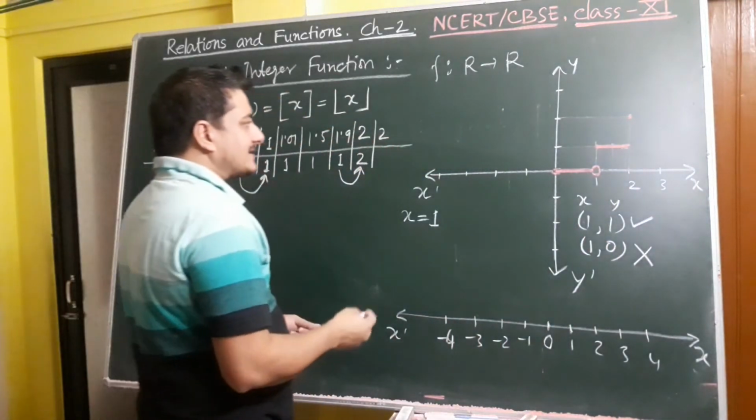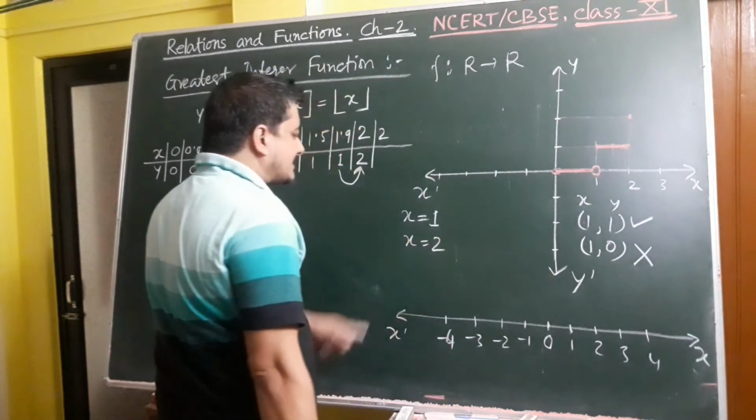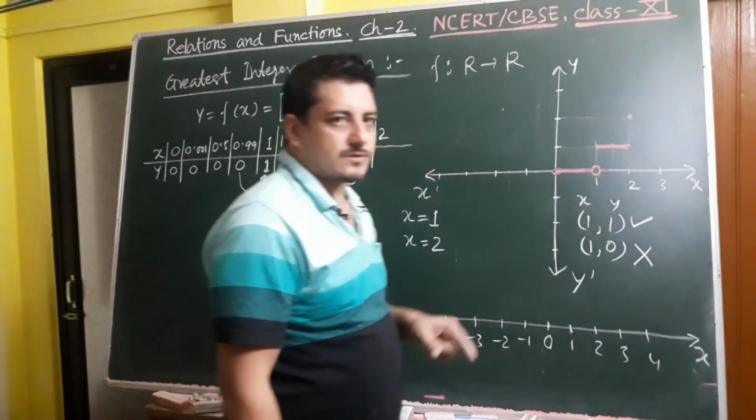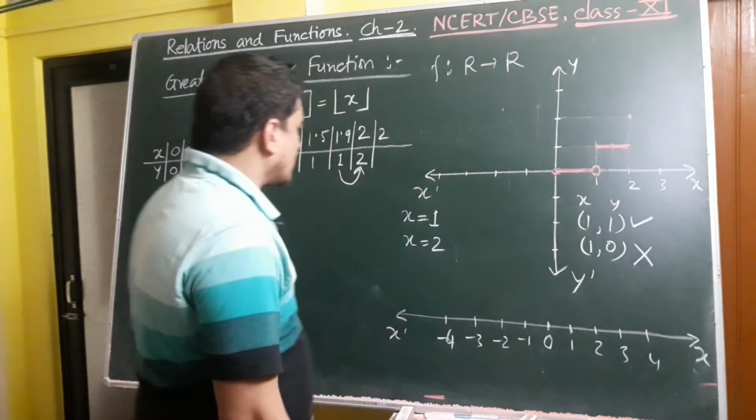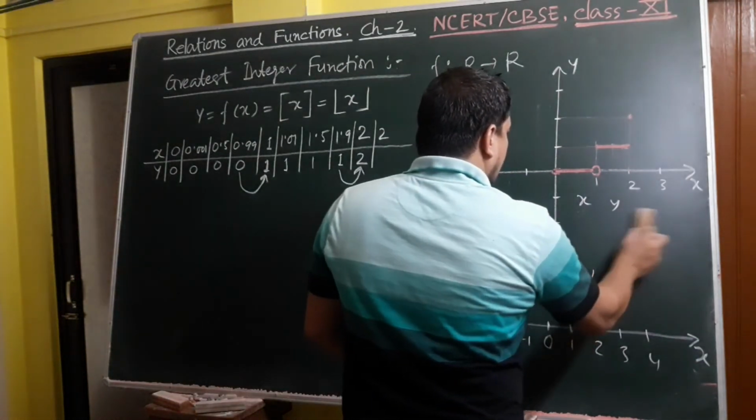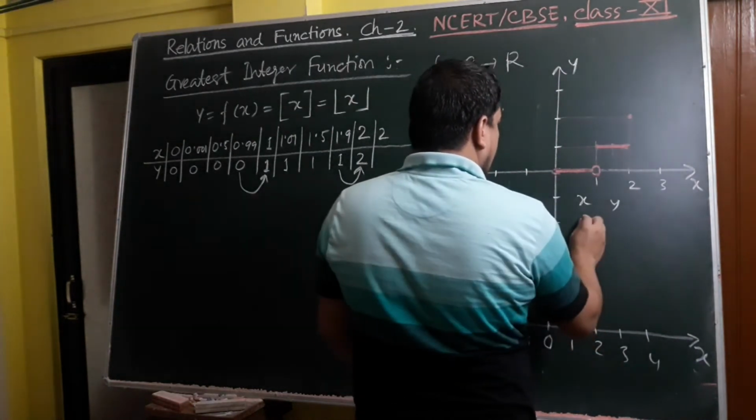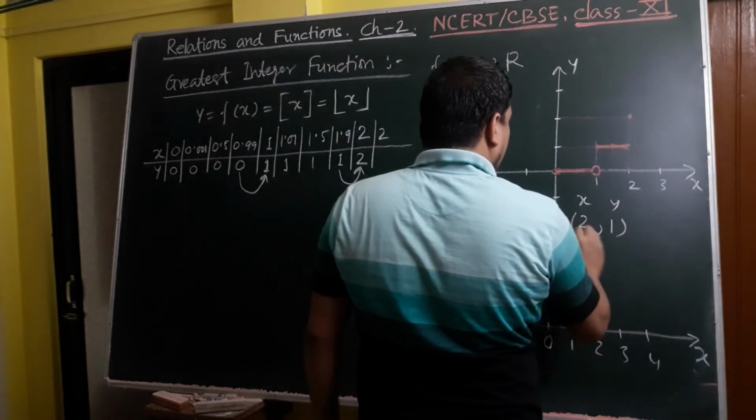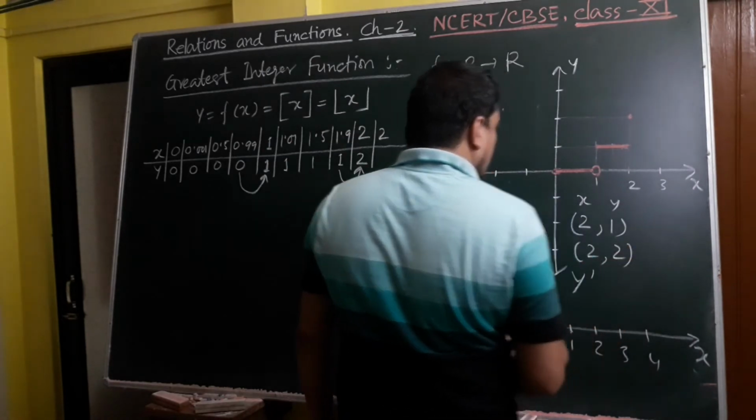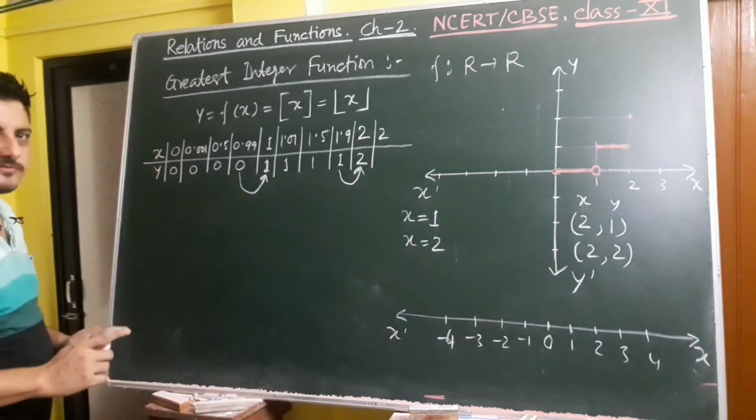Similarly, the line x equals 2 is a parallel line to the y-axis, which will pass through this point x equals 2. At this point also we get 2 points. You see, there are 2 points: one is this point, the other is this point. So that is (2, 1) and then (2, 2). We know that both these points cannot be part of the function.